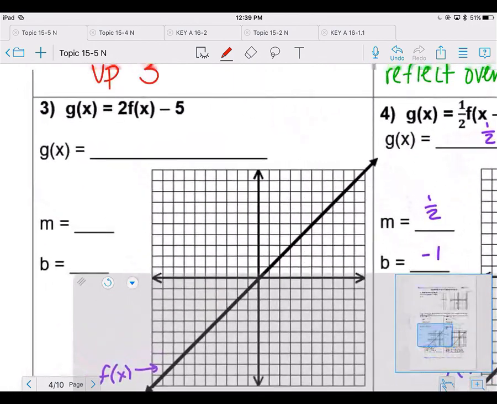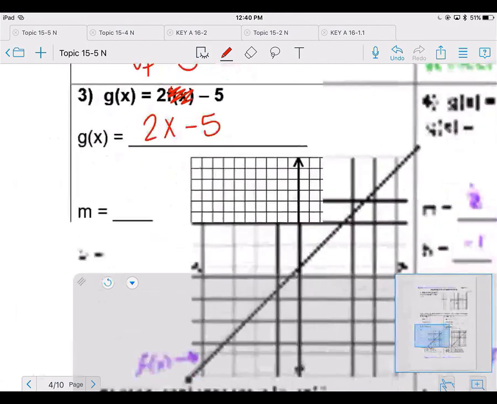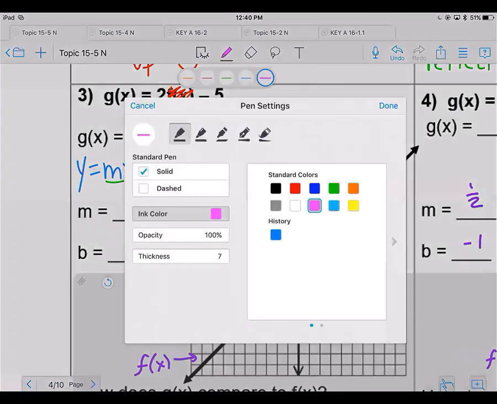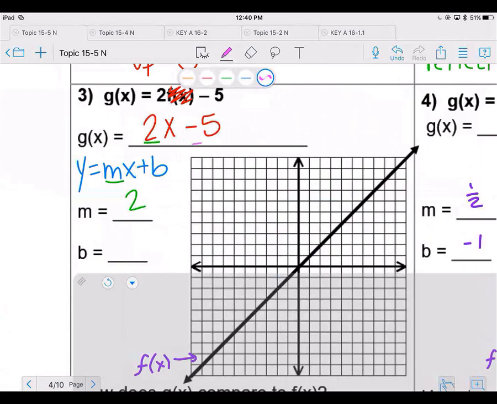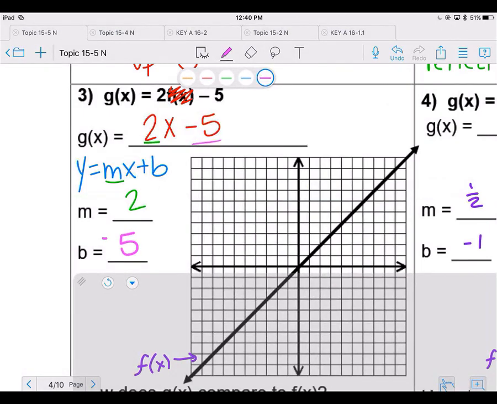So problem 3, we're doing the same thing. We're replacing f of x with x, so 2x minus 5. From our original y equals mx plus b form, we can see that m is with x, so m is 2. And b is what follows. So b is a -5.